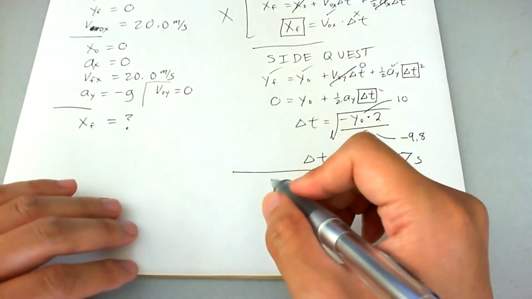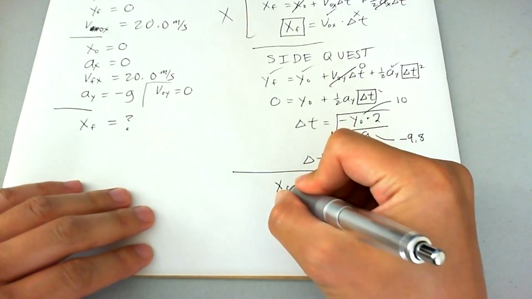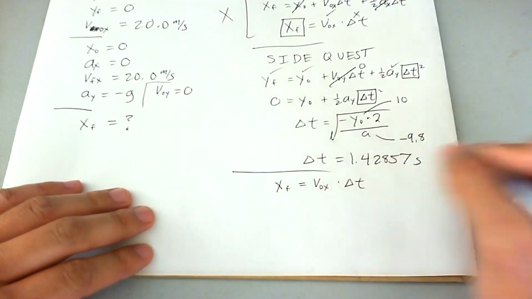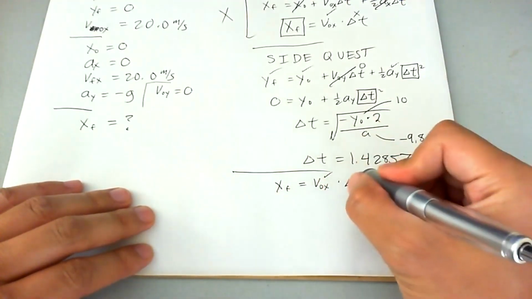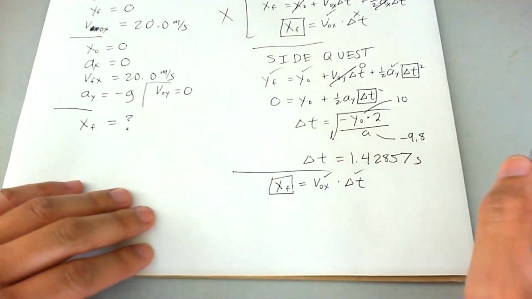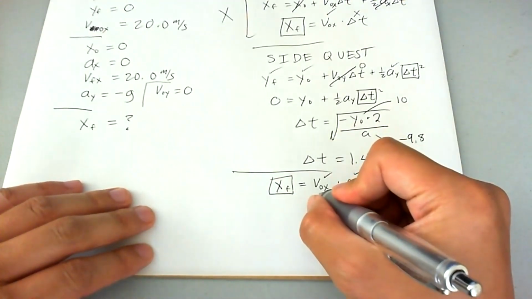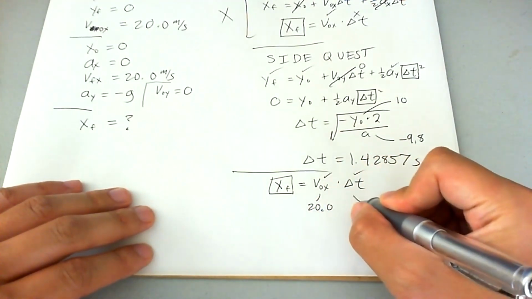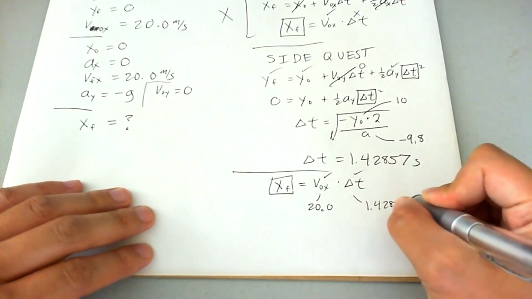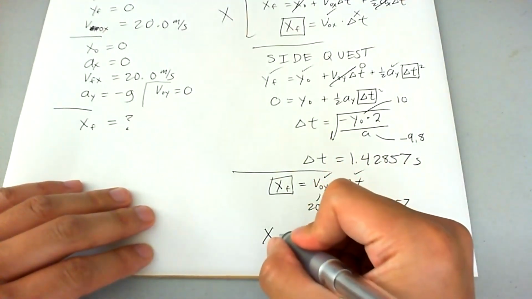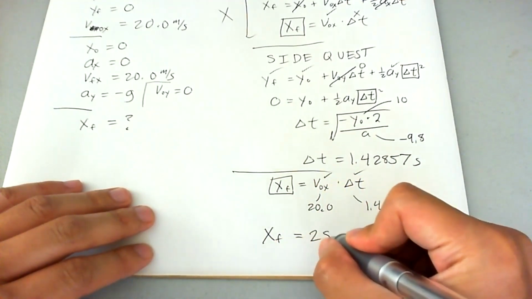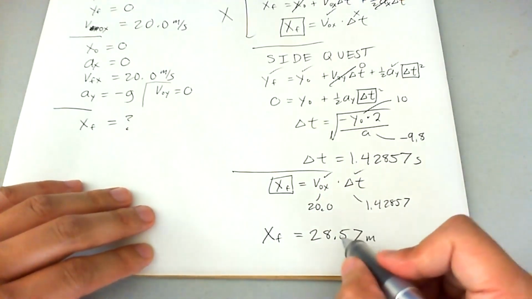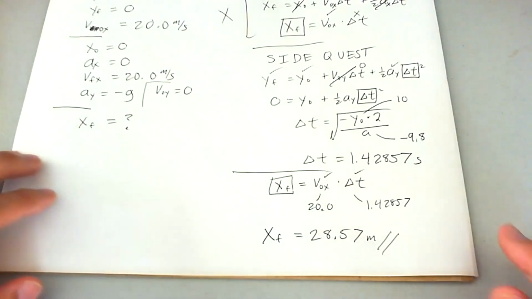Now let's go back to our original problem. We have x final is equal to v naught x times delta t. We know what v naught x is now. We know what delta t is. We want to find x final. Good to go. V naught x is 20 and delta t is 1.42857. Therefore, x final is going to be 28.57 and a few other decimal places, but we're just going to reduce it down to 4 sig figs, and that is the final answer.